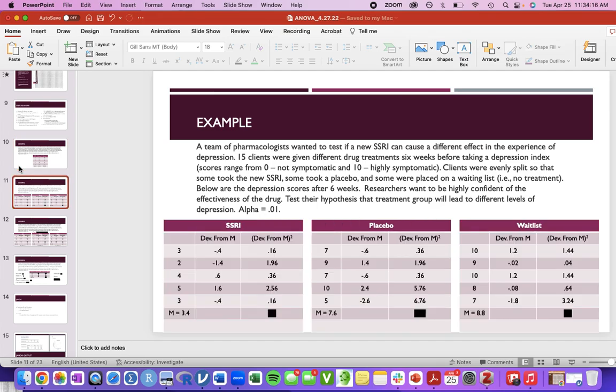Okay, so the first thing that you're going to want to do is make your sum of squares table. And you'll do this for each group. I've already given you the means. You're going to find each score's difference from the mean, square that, and add it up. So for the SSRI, we get 5.2 as our sum of squares. For the placebo, we get 15.2. And for the waitlist, we get 6.8.